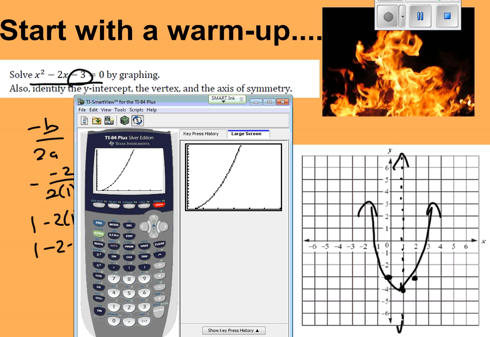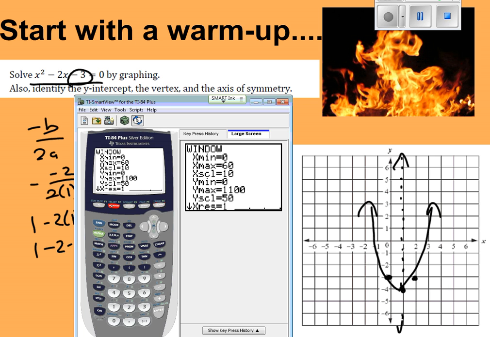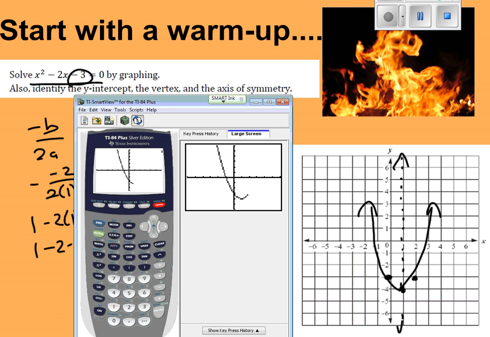Okay, right now that looks weird because our window is weird. So if we go up and hit window, yeah, look, our x minimum is 0, x max 60, y min 0, y max 1100. So that's like you're looking only at the positive value. So let's match what we got over here on the right on our graph with what our calculator says. So it says x min negative 6, x max 6. Let's go scale of 1, negative 6, 6, scale of 1. Don't worry about resolution, keep that fine. So that is what our graph looks like roughly.